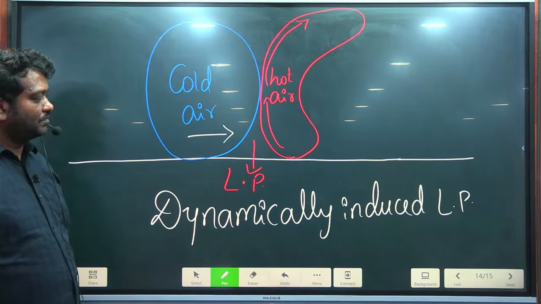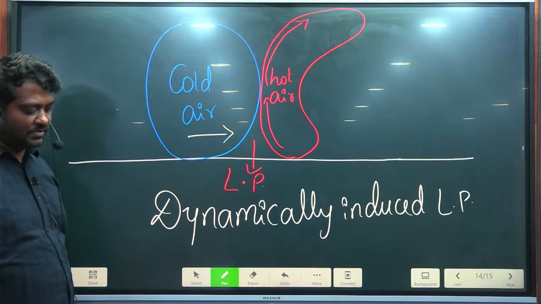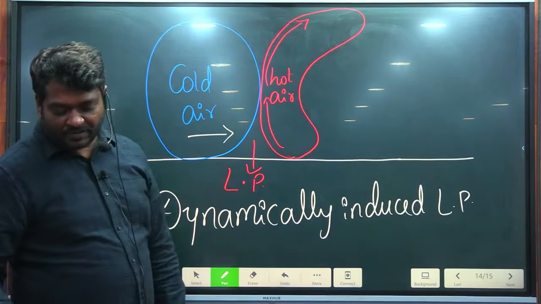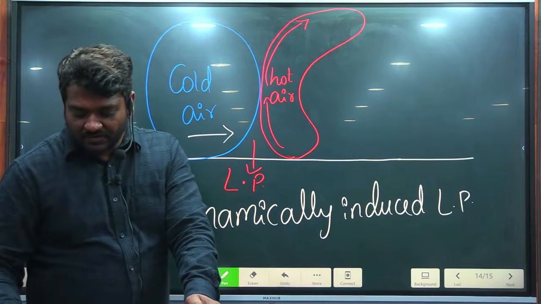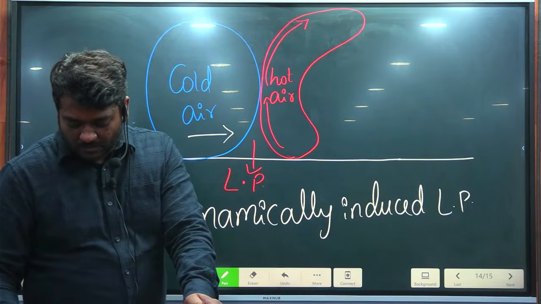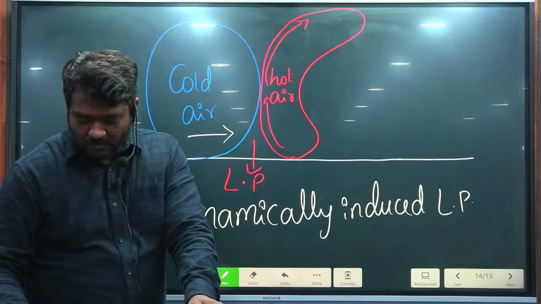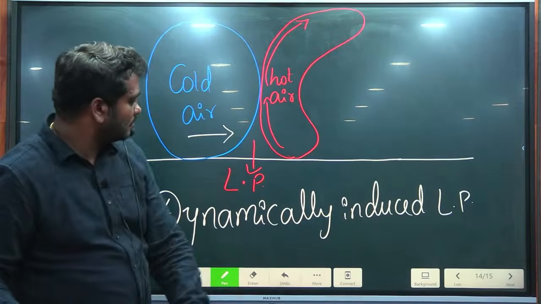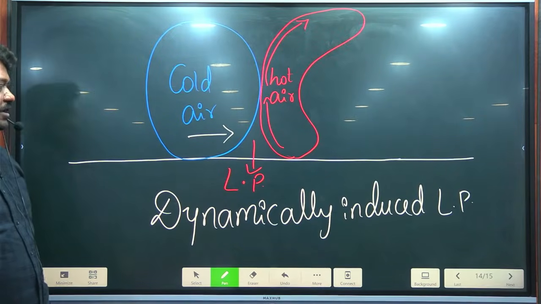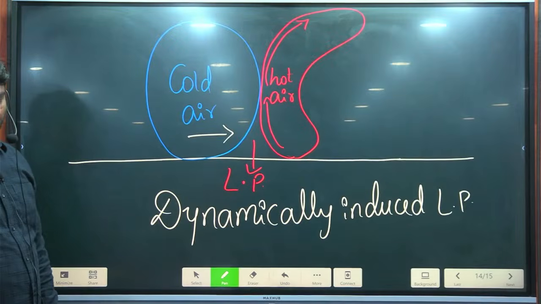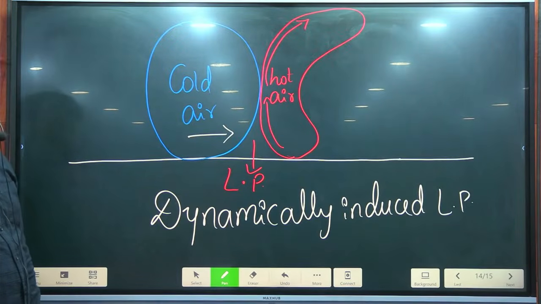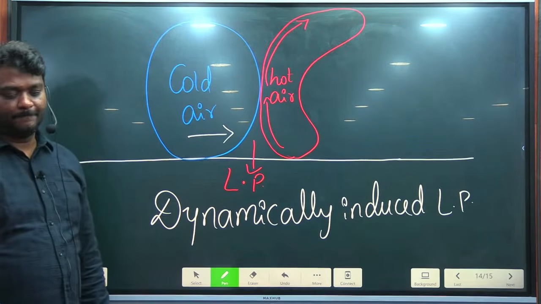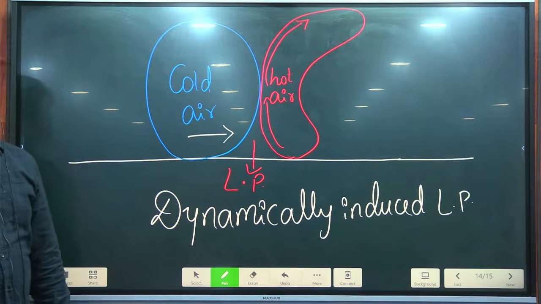This leads to low pressure near the surface, known as dynamically induced low pressure. Fine, draw this.